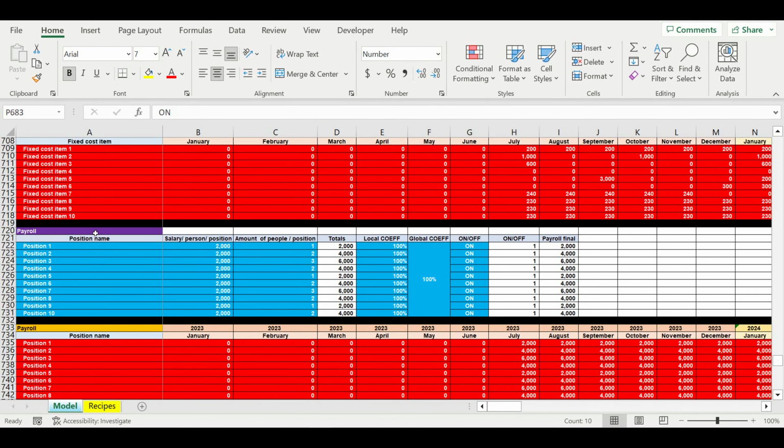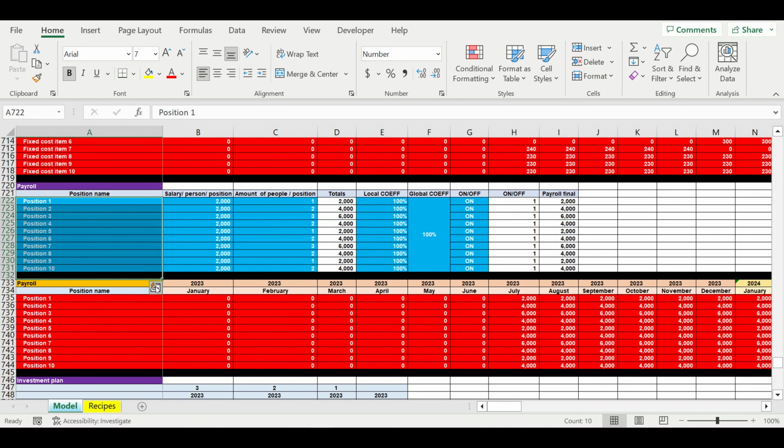Then we have the payroll, we have the list of positions, we have the salary per person in one position, we have the amount of people on each position, we have global and local coefficients for salaries, and we have an on-off switcher for each position to see how this position affects the cash flow.